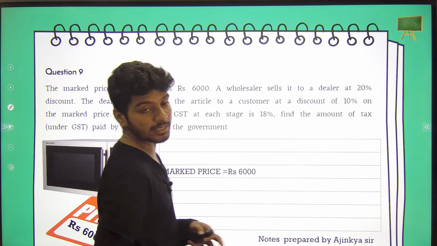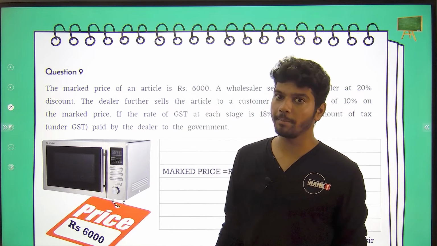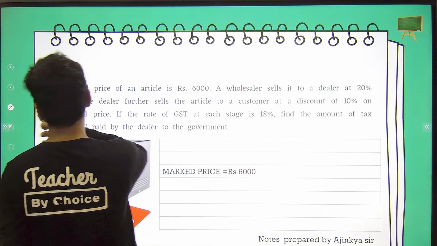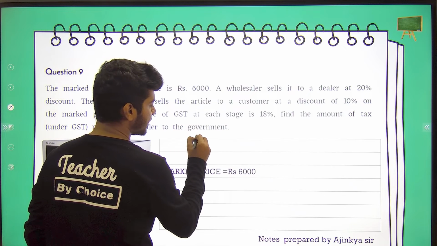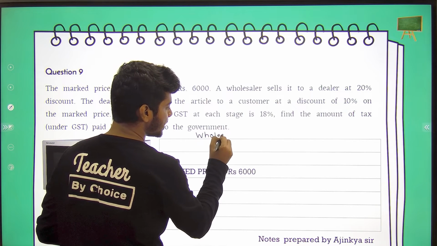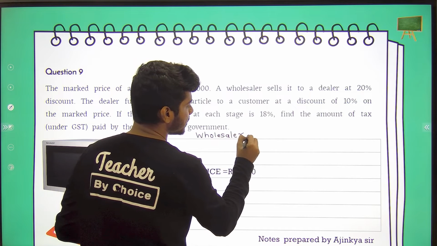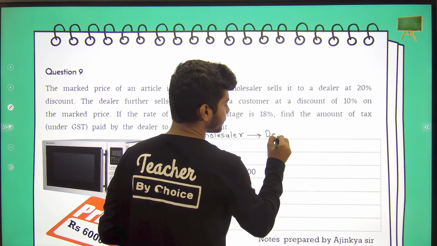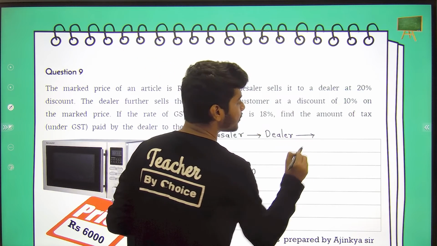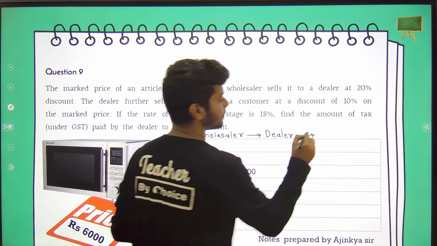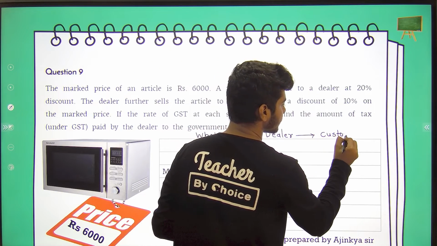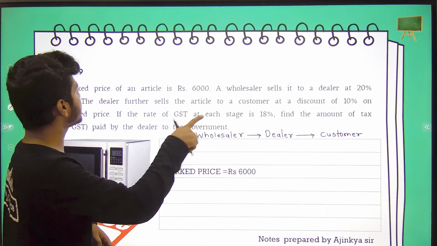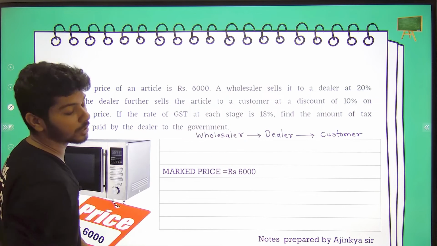See, mark price is 6,000 rupees. Mark price is nothing but the MRP of the product. And how the transaction is happening: the wholesaler sells it to the dealer, and then the dealer further sells it to the customer. How much discount have they given? 20% for the dealer and 10% for the customer.